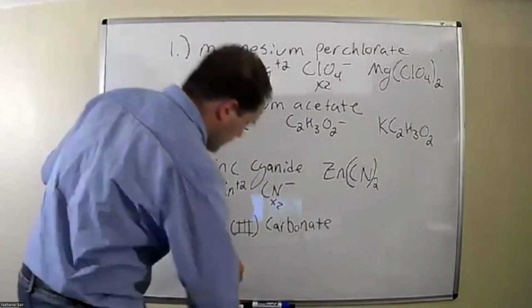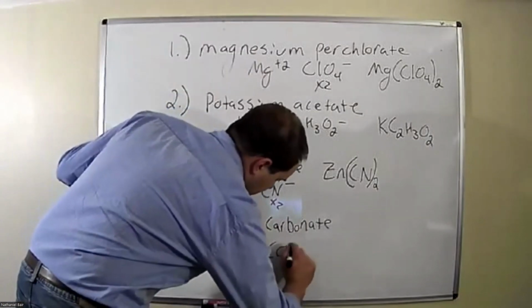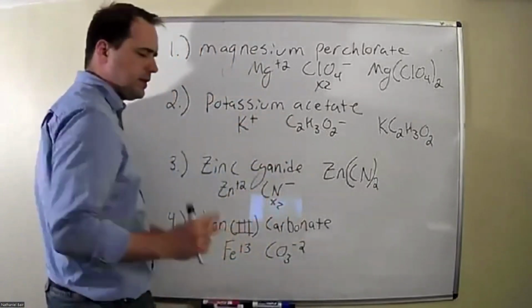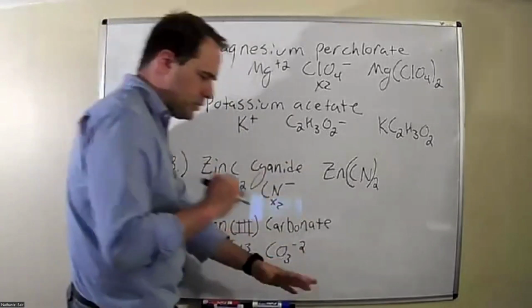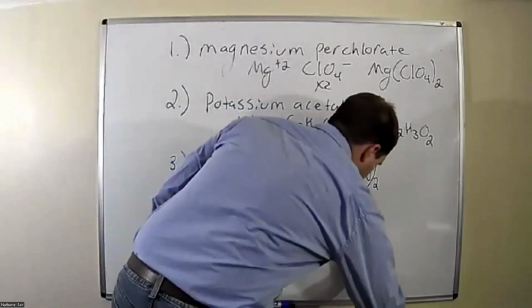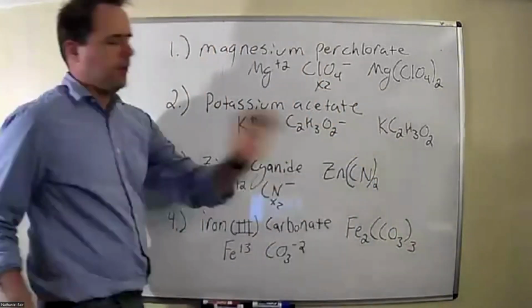And then iron 3 carbonate, that's iron with a +3 charge. Carbonate, CO3 -2, that's a swap and drop. This has got everything. It's got a type 2 metal. It's got polyatomic ions. We got to swap it. We got to drop it. It's going to be Fe2(CO3)3, iron 3 carbonate.